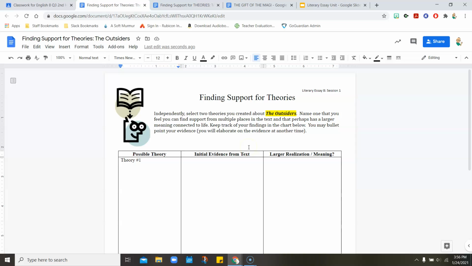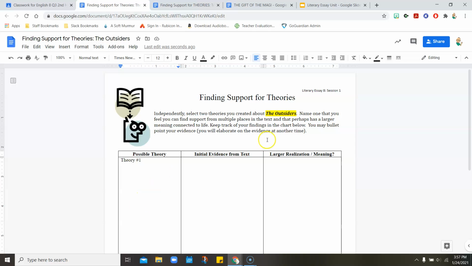I mean, there's literally dozens and dozens, even hundreds of things that you could think about when you're thinking about The Outsiders. So you need to come up with 2 theories. So what you could do is think about the big idea word. What are the big idea words about The Outsiders that it's about? Okay. And we'll talk more about this.